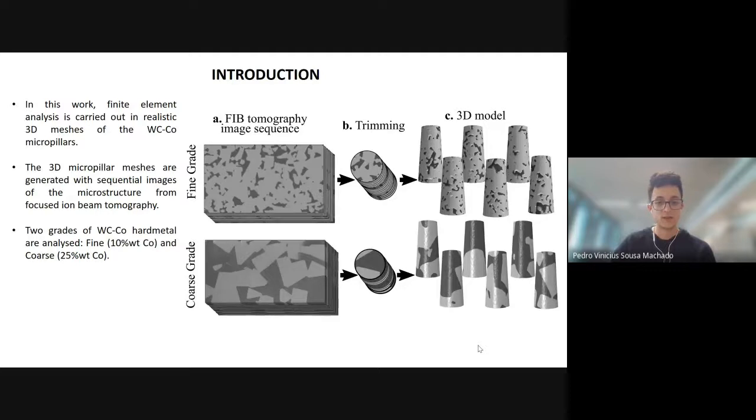So as you can see, we're analyzing two grades of the same material. The difference is the size of the carbides, and also the amount of carbides. As you can see from the images, the first material has smaller carbides. The carbide is the lighter gray phase. So on the top you can see that the carbides are smaller, and there are also more carbides.